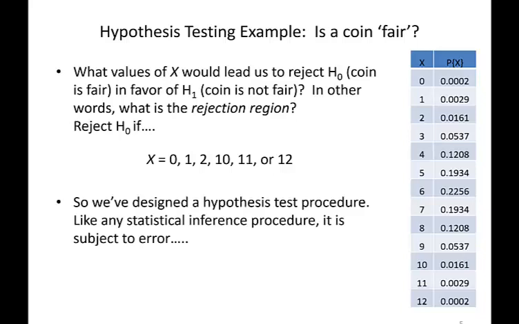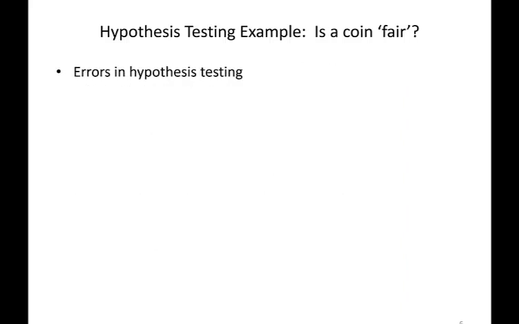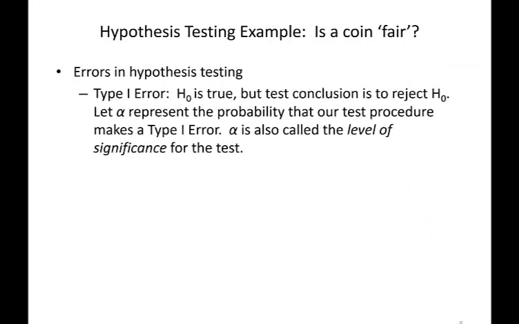So we now have a decision rule or a procedure for this hypothesis test, and this is just like any other procedure in that it is subject to error. And what types of errors do we have in hypothesis testing? Well, first of all, type 1 error is when the null hypothesis is true, but the test conclusion is to reject the null hypothesis. In other words, H0 is true, but we conclude that it's not true, and so we reject it. And we're going to call the probability of that happening alpha.